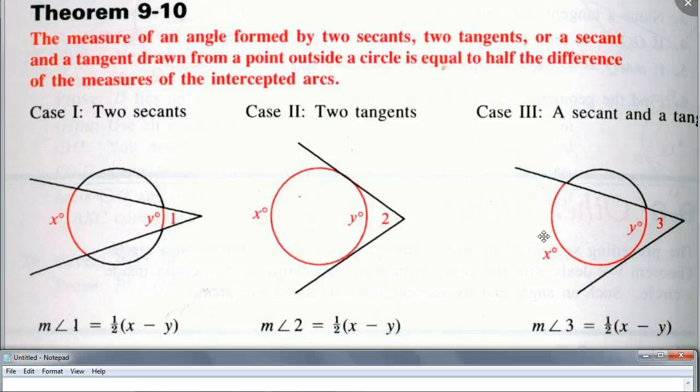Okay. All right. So if you had to prove this theorem, yes, you got to prove all three cases. Let's just do one of them. Turns out case 2 and 3, you could all do these. Case 1, let's do this one.